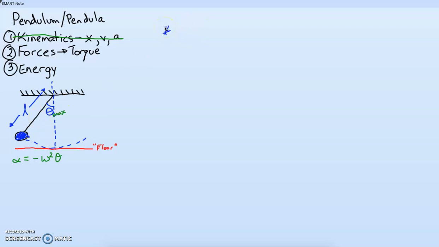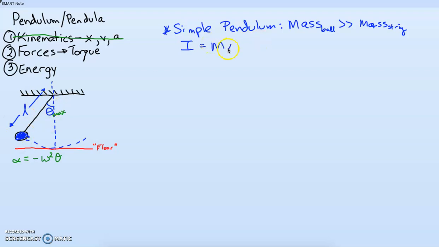So for a simple pendulum, which is what you guys use during the lab, the mass of the ball is much greater than the mass of the string. And we really want to do this because for a simple pendulum, we want the rotational inertia of the whole thing to be all of the mass on the end of the string, and the string basically doesn't matter. The result is the rotational inertia is ml squared.